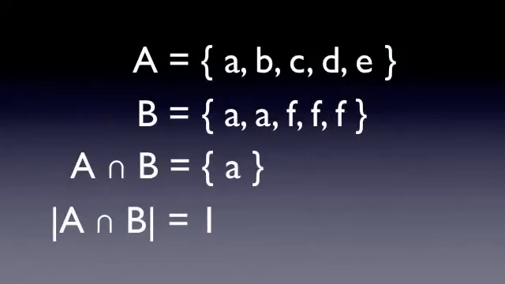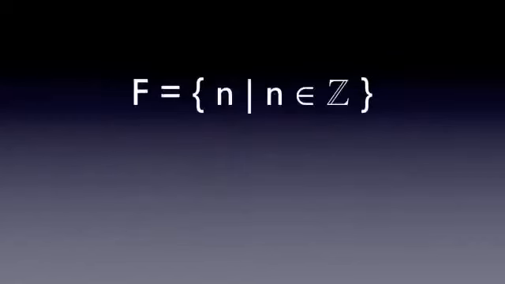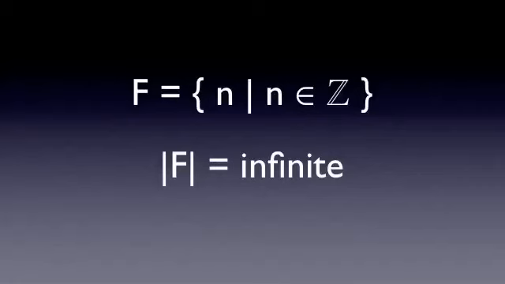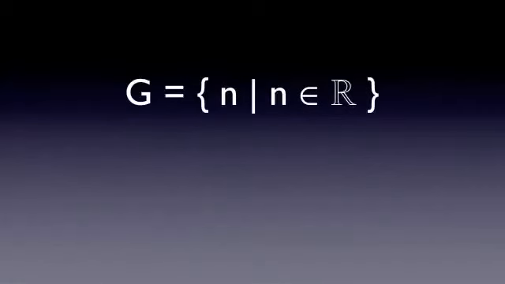Here's a more abstract example. In this case, F is equal to n, such that n is an element of the set of integers. So what's the cardinality of F? Since the set of integers is infinite, the cardinality of F is also considered infinite. What about the set of all real numbers? As with the set of integers, the set of all real numbers has an infinite cardinality.